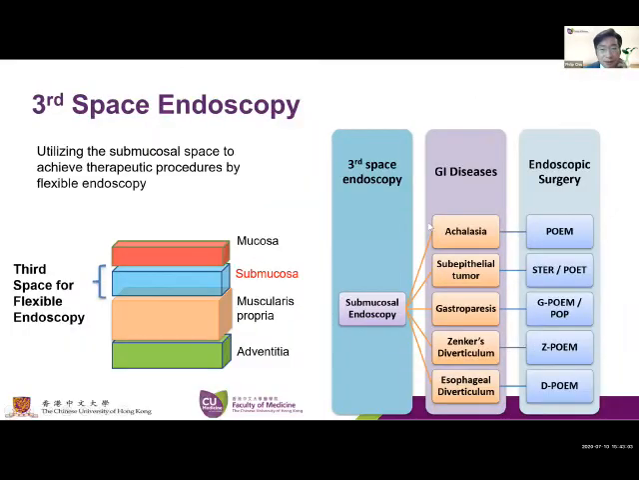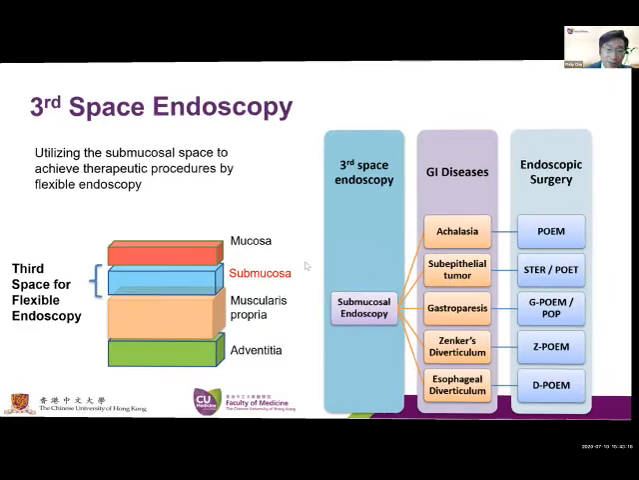So, there has been fast development in the first phase of endoscopy. My talk will be focusing on the endoluminal treatment of GI neoplasia. At the submucosa, we are focusing on treatment of a subepithelial tumor.